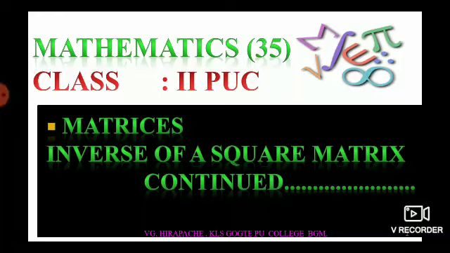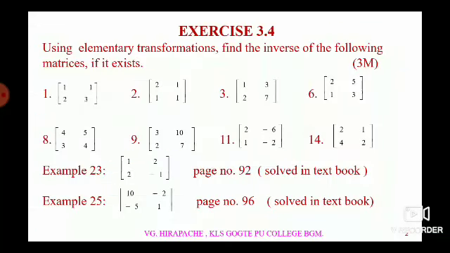Today, let me start with remaining examples from the exercise 3.4, which are very important questions for 3 marks. Dear students, in the last video, we have solved the examples like question number 1, 2, 3. Today, let me start solving the remaining examples. Example number 6, 8, 14. And the question number 9, 11 and 23 will be given for the assignment.